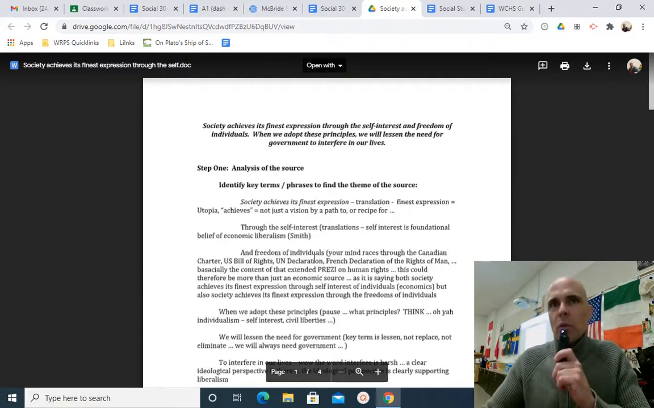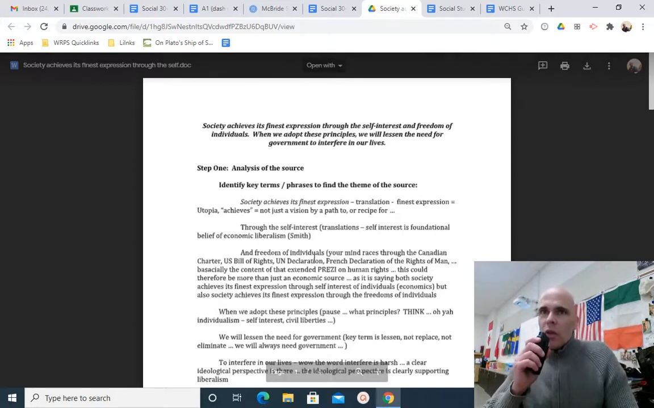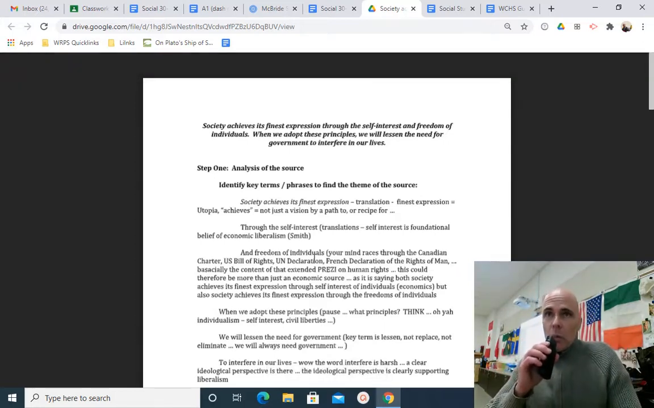So this prompt was: society achieves its finest expression through the self-interest and freedom of individuals. When we adopt these principles, we will lessen the need for government to interfere in our lives. So, step one, analysis of the source. What do we do? We identify the key terms, the key phrases, the language of the source. We identify that key language so that we can figure out what is the theme of the source.